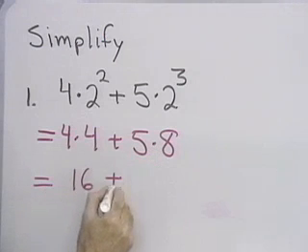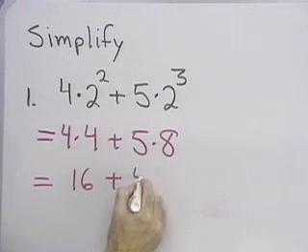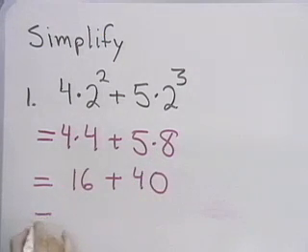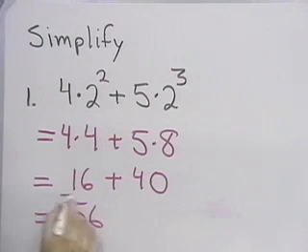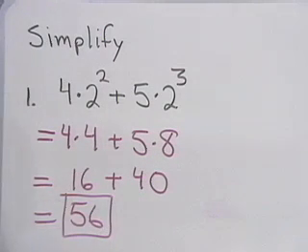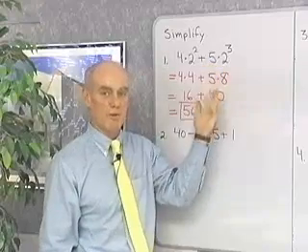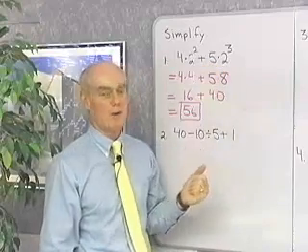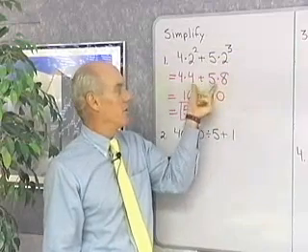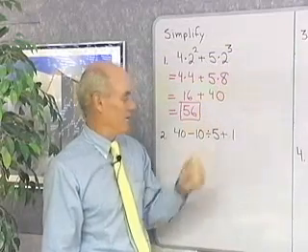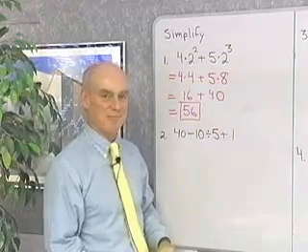Now I have addition and multiplication, so what I want to do is multiplication first. 4 times 4 is 16, 5 times 8 is 40. Now I'm left with an addition problem. 16 plus 40 is 56. So that's how we simplify this expression according to our rule for the order of operations. We want to take care of the part that has the exponents on it first, then we do multiplication, and finally we do addition.